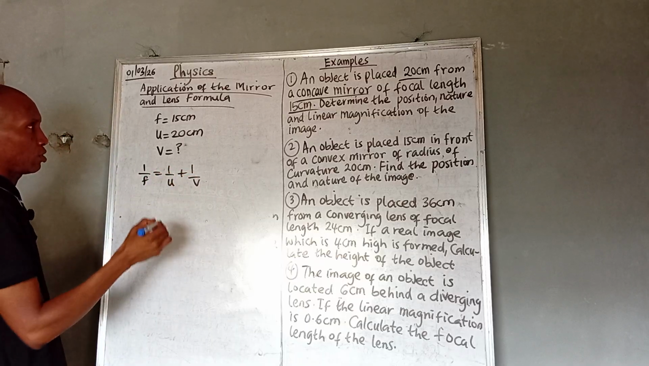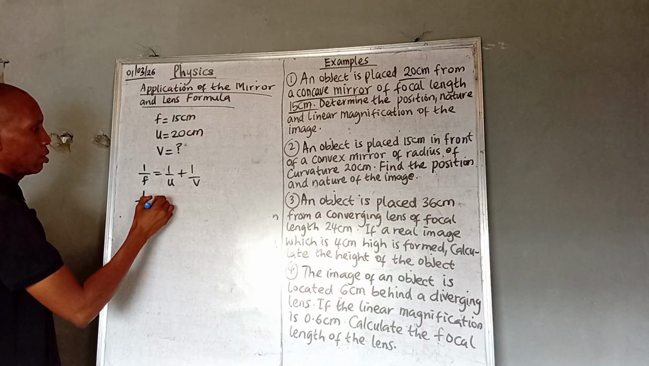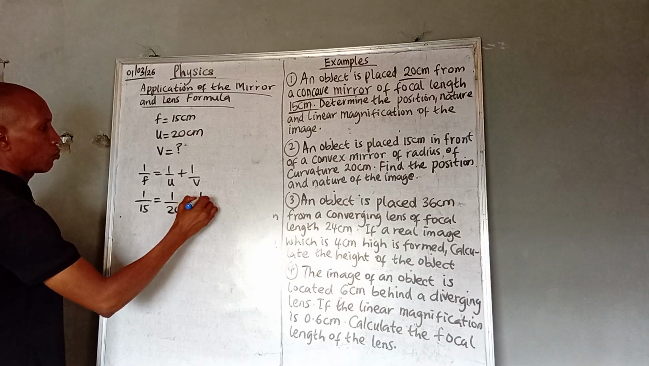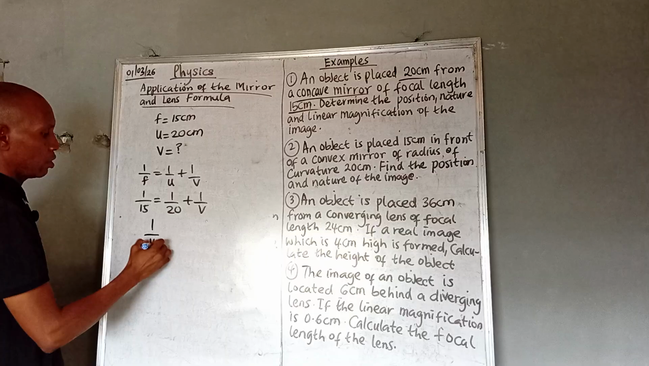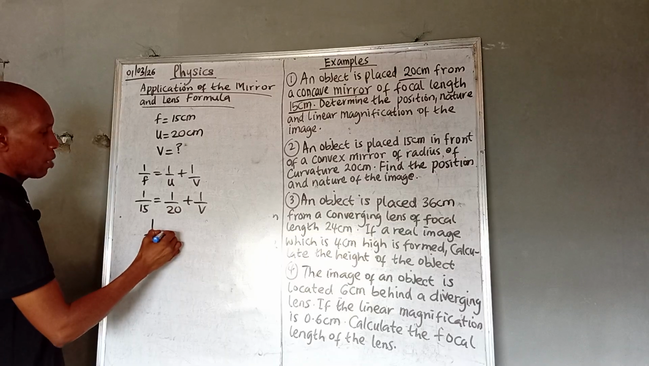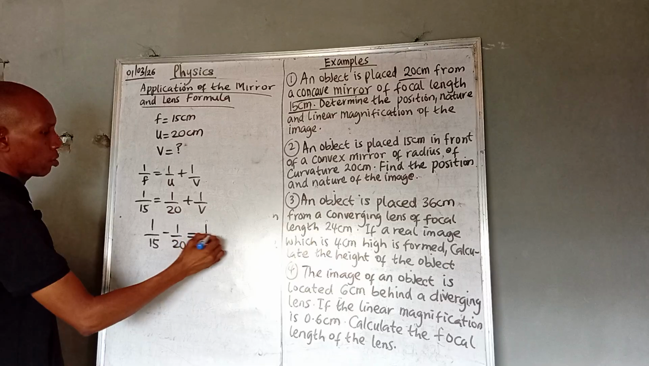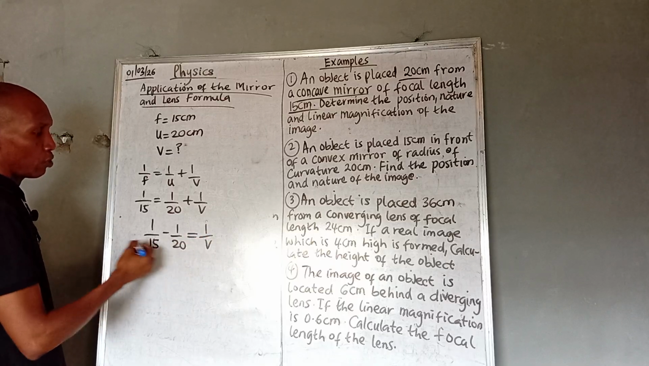Now we have to put in the values. We are going to have 1 over 15 is equals to 1 over 20 plus 1 all over v. Then 1 over 15 minus 1 over 20 is equals to 1 all over v. Then what is the LCM if you collect items?